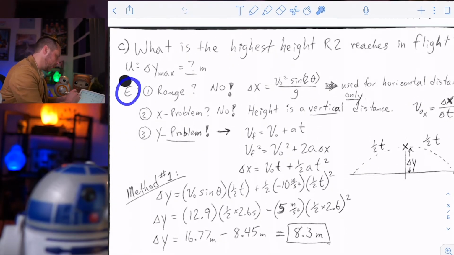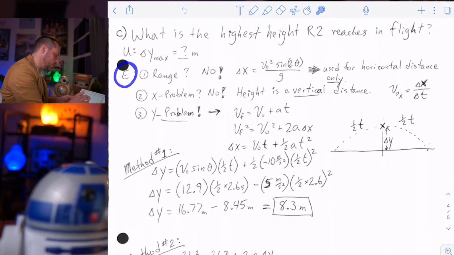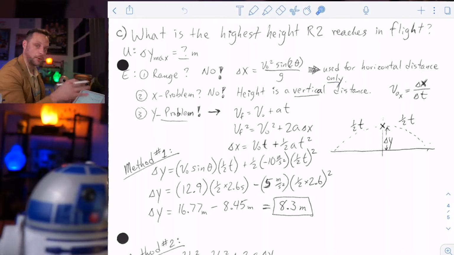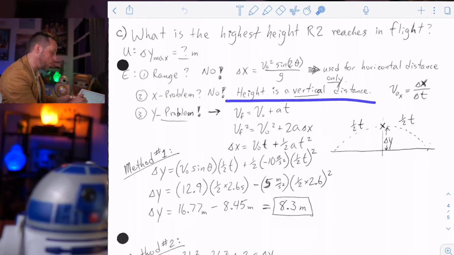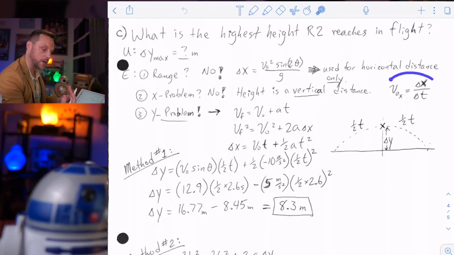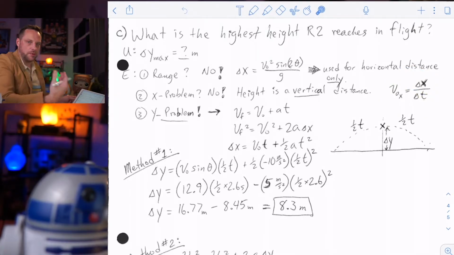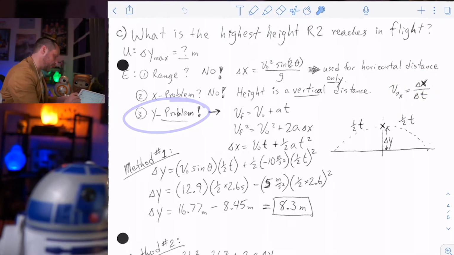And then I need an equation. So can I use the range equation, friends? Negatory. The range equation is for horizontal distances only, and this is a vertical thing I'm looking for. Can it be an X problem? Again, no, because height is a vertical situation. So I cannot use my horizontal average velocity equation. It's got to be a Y problem.